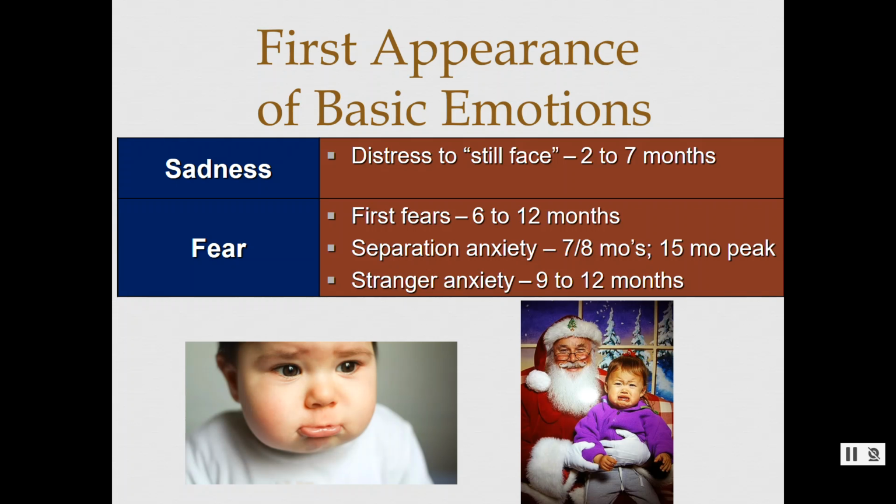Sadness, still face is typically the first sign of sadness, and that's 2 to 7 months, which then may lead to crying, right? And fear, again, when you get to attachment and things like that, you'll see about separation anxiety and stranger anxiety. These are typical things that occur with children who have developed strong attachments with their caregivers. So, first fears, especially in the first year, are very common. Being afraid of family members, even, or Santa Claus, again, is a common occurrence in young children.